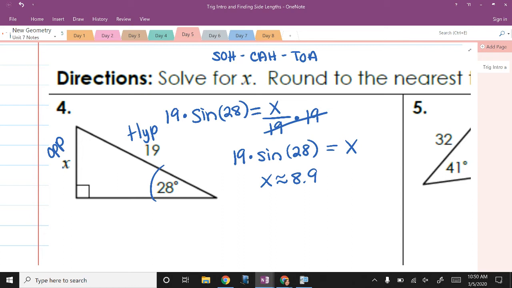So you got to determine which ratio you're using. If it's sine, opposite over hypotenuse, if it's cosine, adjacent over hypotenuse, tangent, opposite over adjacent, and then that's how you solve the equation for x, and then you use your calculator.